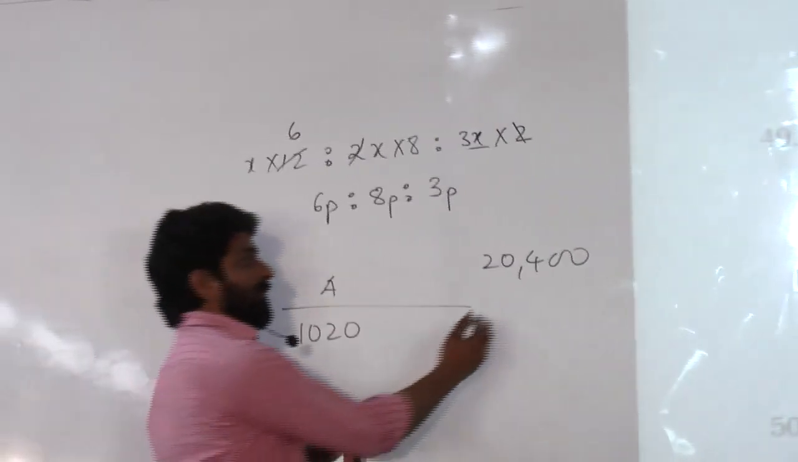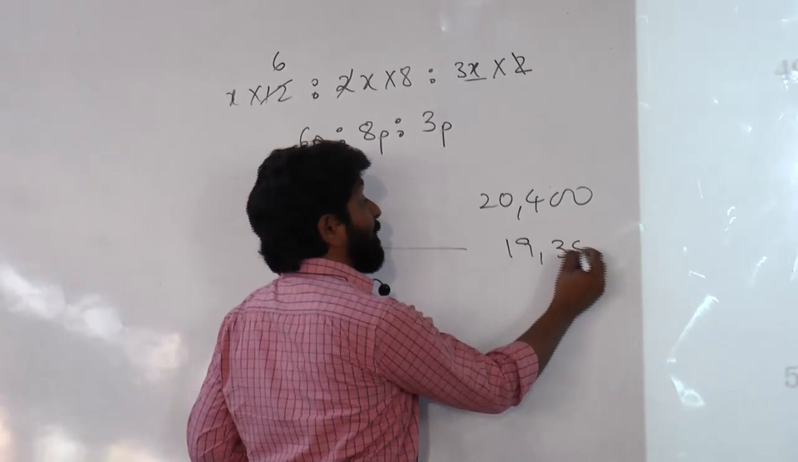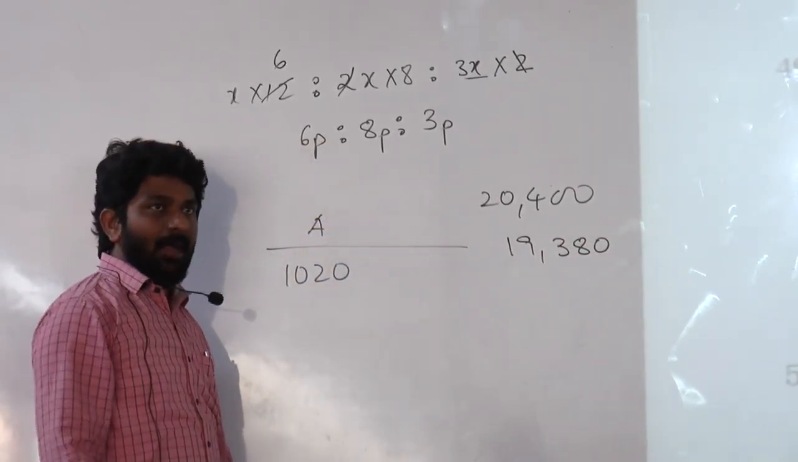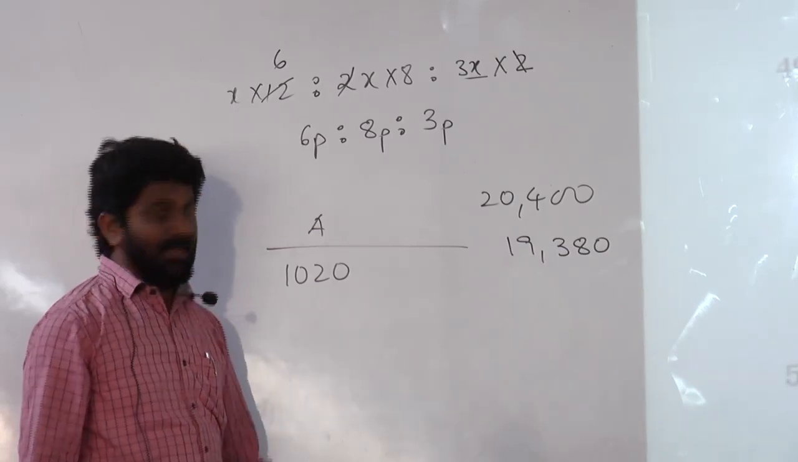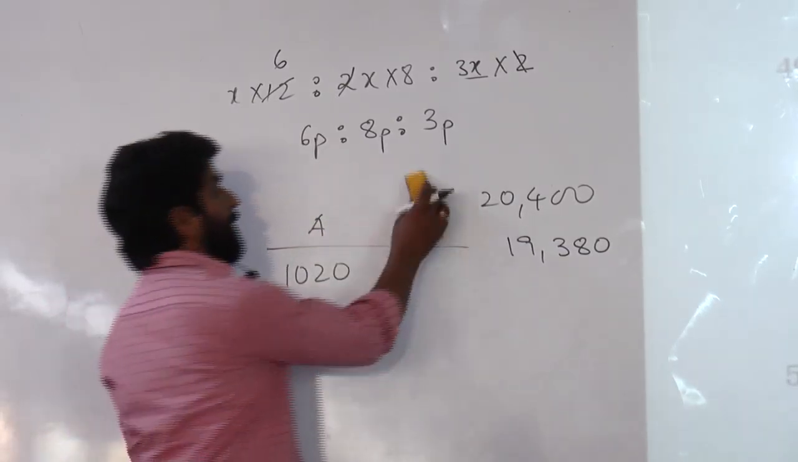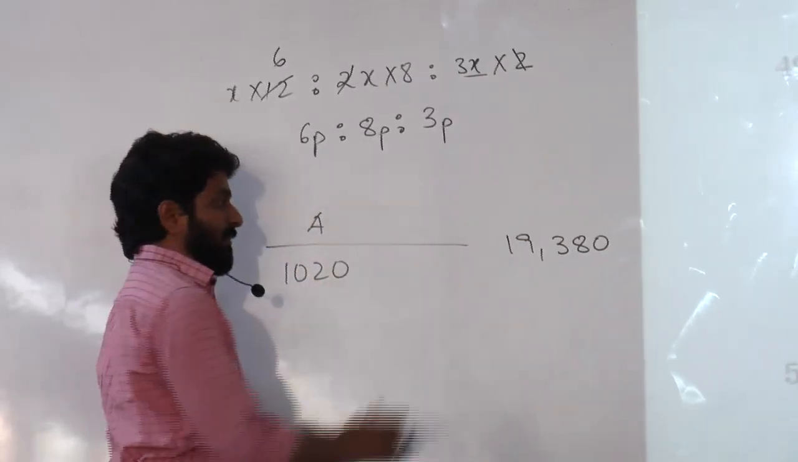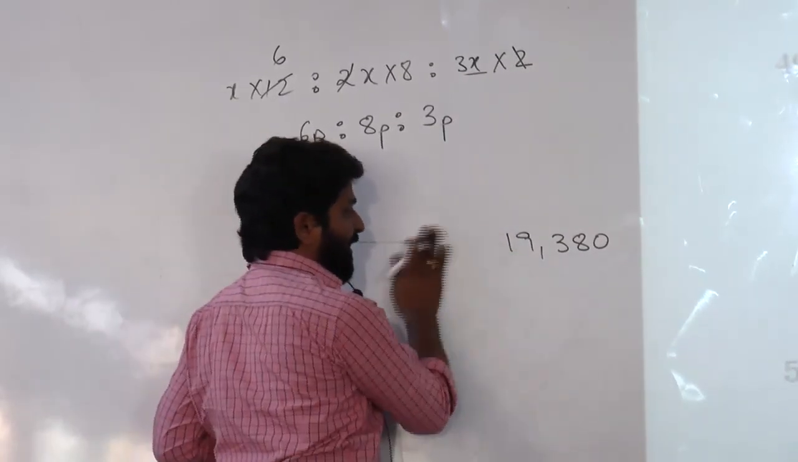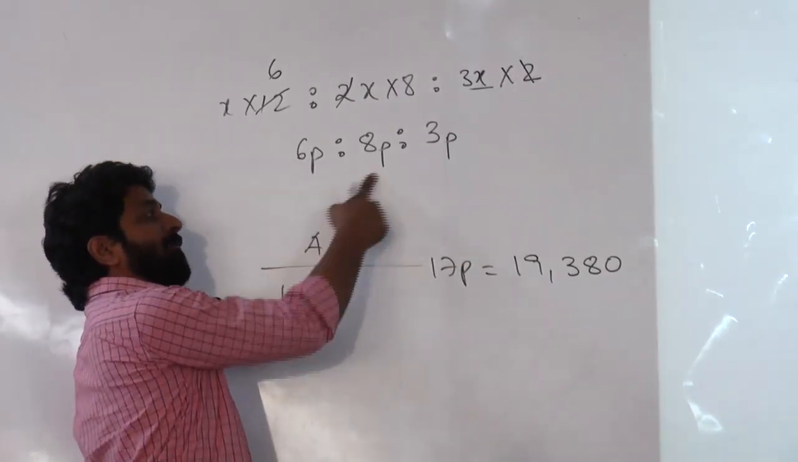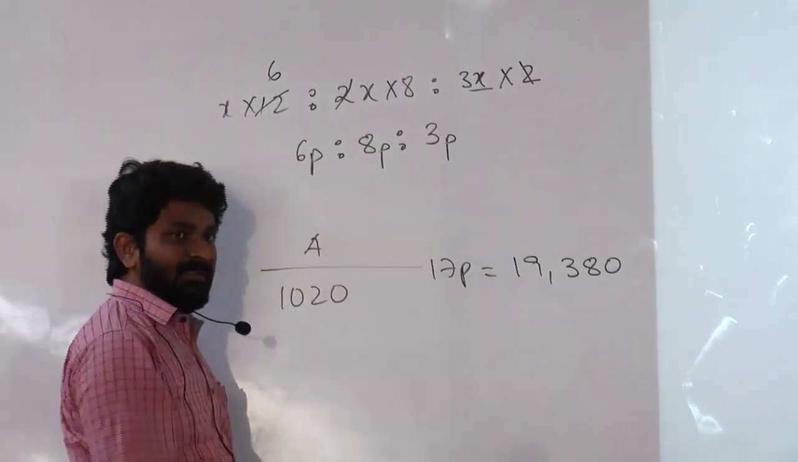What about remaining amount? 19,380. So A, B, C have to share 19,380 rupees according to 6:8:3 ratio. So total how many parts we have? 17 parts. So this is equal to 17 parts. And in terms of number of parts, B is getting 2 parts more than A.